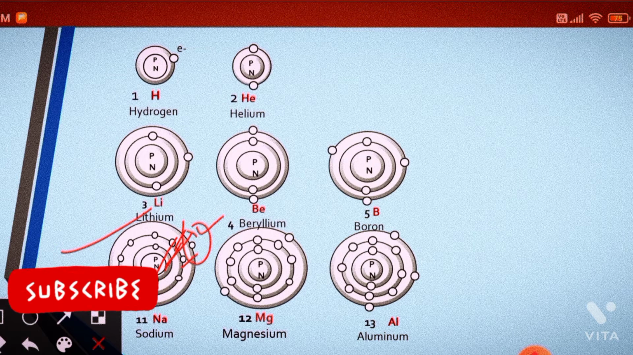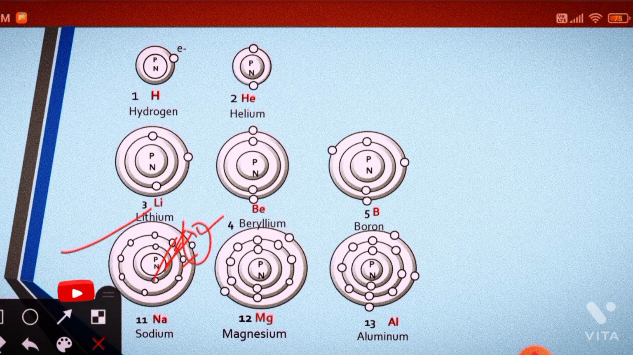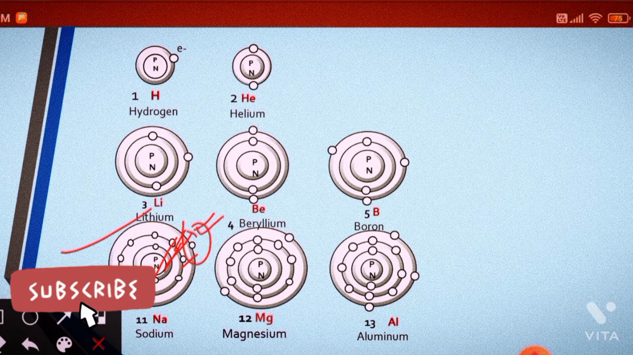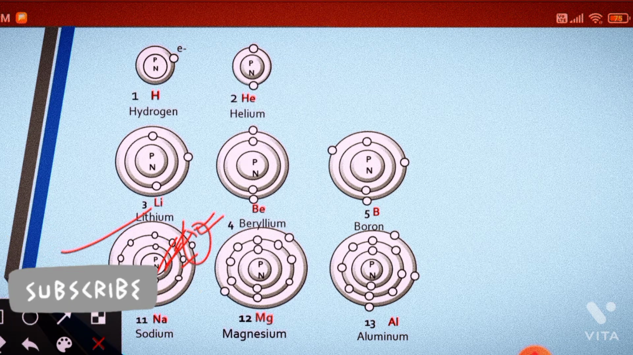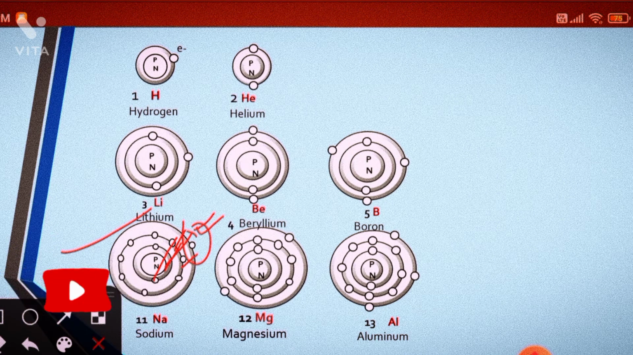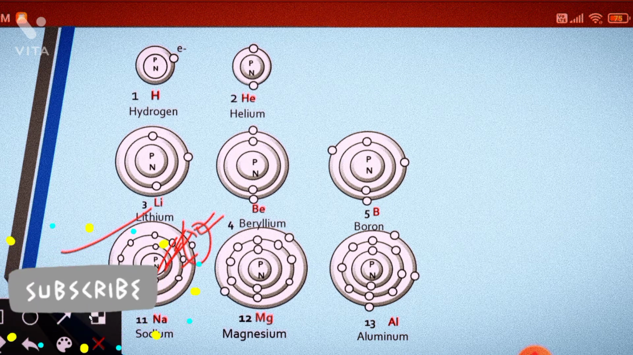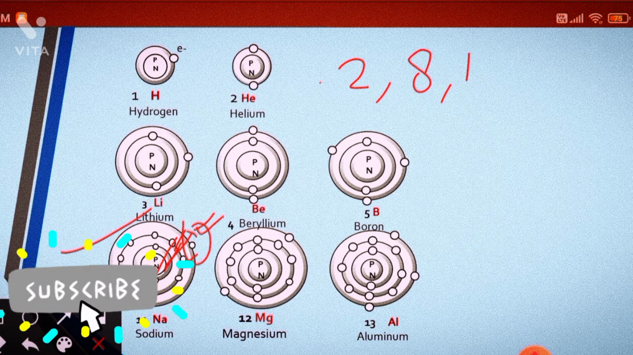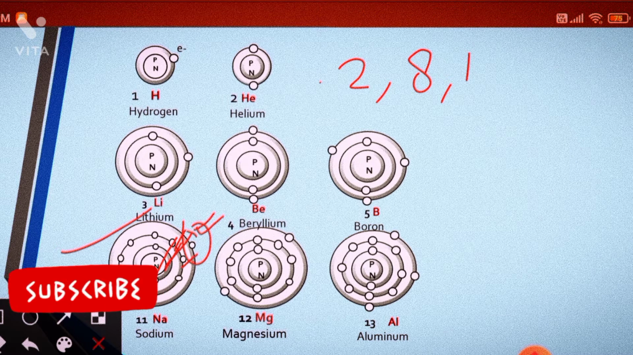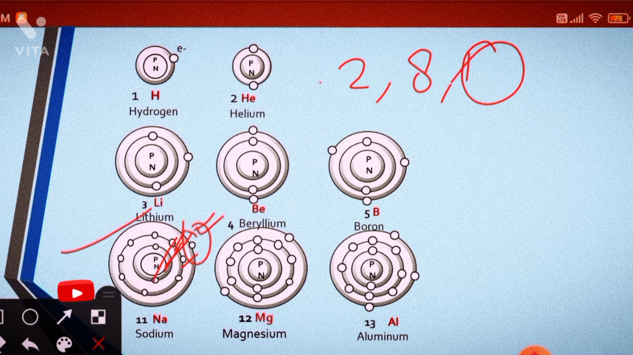So this electron, which is present in the outermost shell of sodium, will jump to another atom where it is required, by which element needs this electron. Like we can say chlorine. Okay, so sodium has electronic distribution 2 8 1. First shell 2 electrons, second shell 8, third shell 1 electron. This is the free electron.